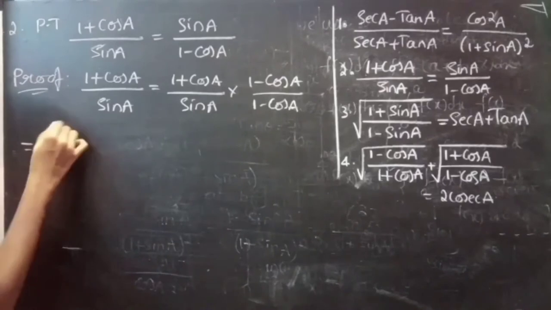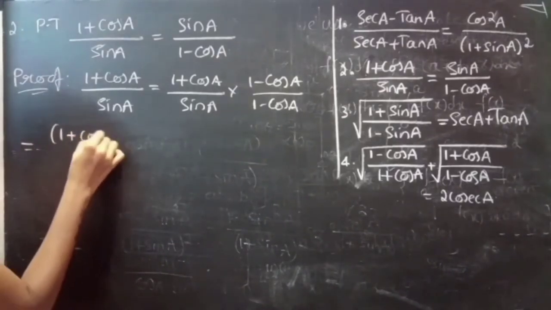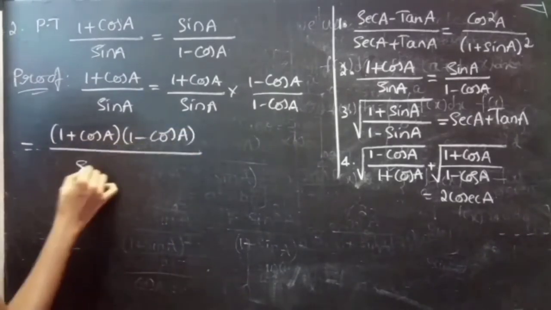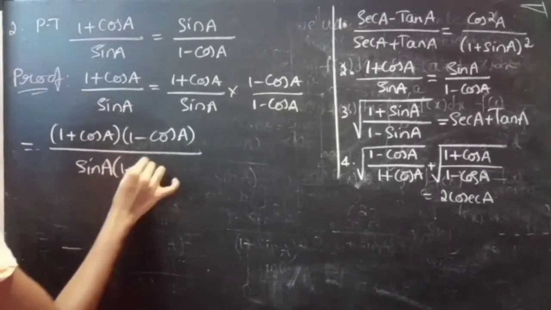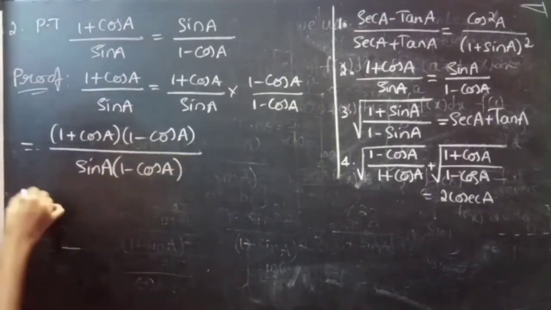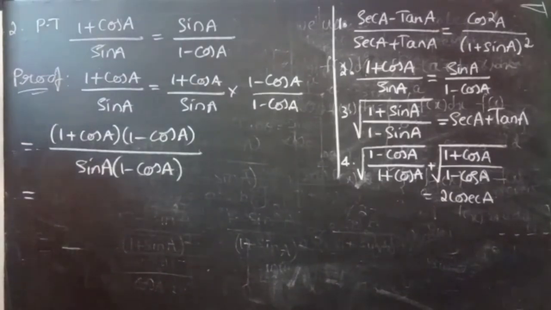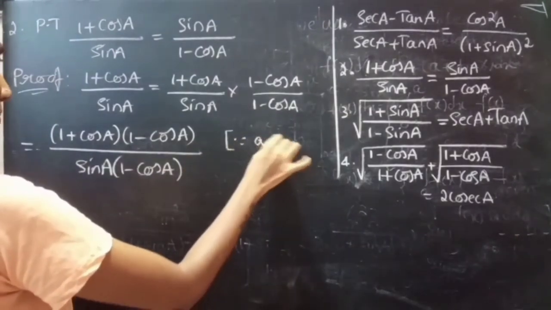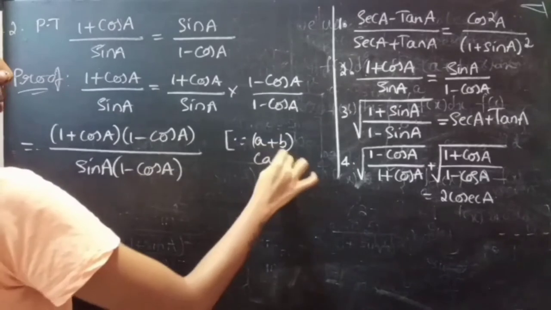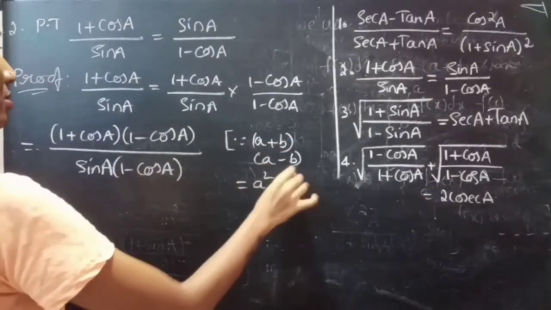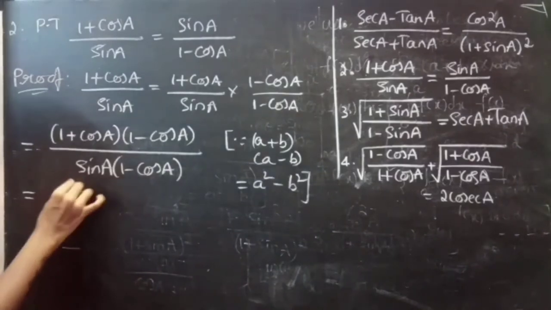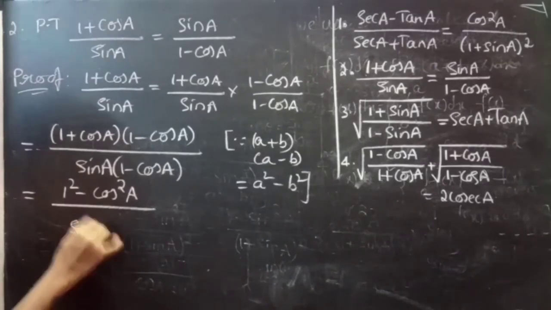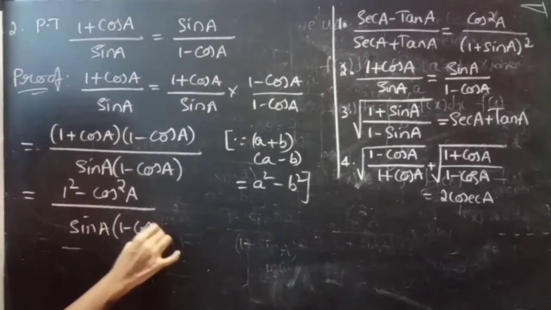So this equals (1 plus cos A) into (1 minus cos A) by sine A into (1 minus cos A). In the numerator you have (1 plus cos A) into (1 minus cos A), which is of the form (A plus B) into (A minus B), which equals A square minus B square. So this becomes 1 square minus cos square A divided by sine A into (1 minus cos A).